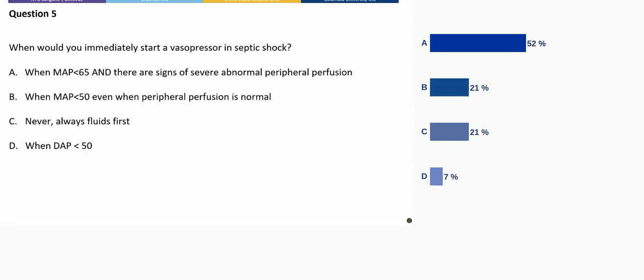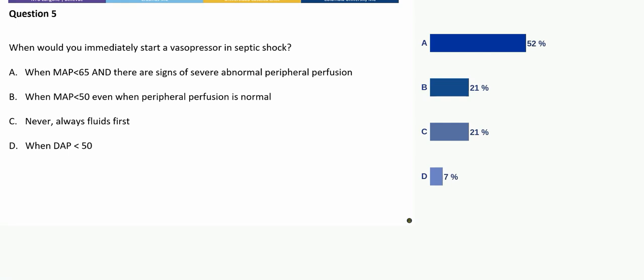And the opposite, when the mean arterial pressure is less than 50, but the periphery is normal, I would not be inclined to start a vasopressor immediately. Never, always fluids first. That's a small group, a fifth of the audience. That would not be my first action as well. And I would definitely start fluids if I think that the patient is fluid responsive.